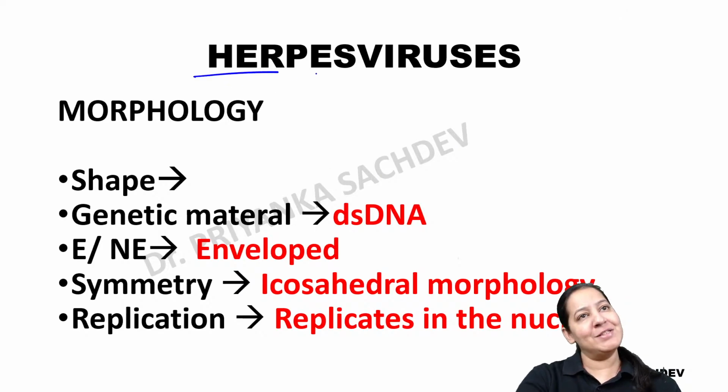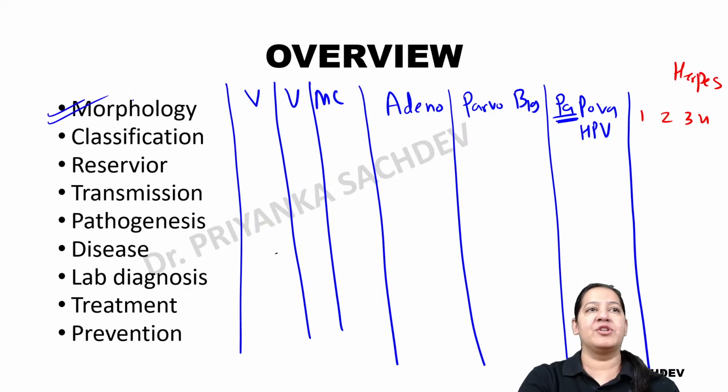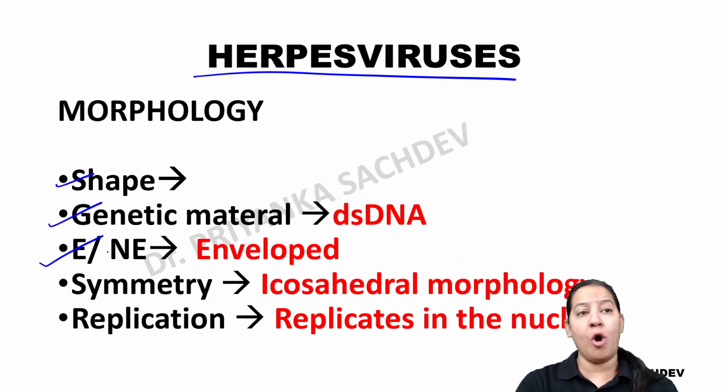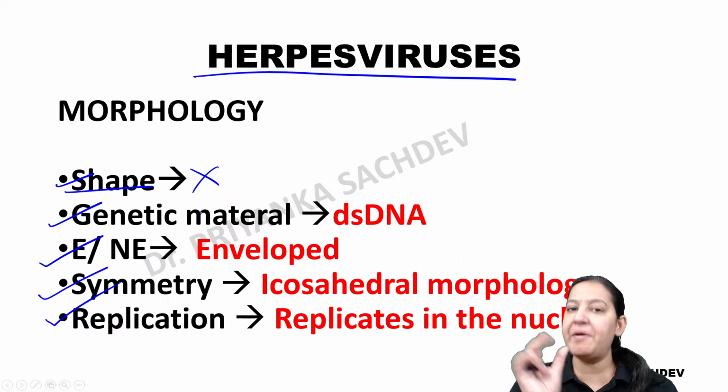Herpes virus. As we all know, the first heading is the morphology, right? In morphology, we always say about 5 things. What is the shape of the virus? What is the genetic material of the virus? Whether the virus is enveloped or non-enveloped? What is the symmetry of the virus? Where does the virus replicate in the host cell? There is no peculiar shape. So make a cross, there is no peculiar name of the shape.